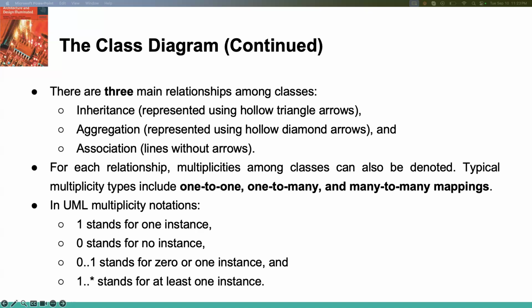In UML, multiplicities are denoted with specific symbols. 1 represents one instance, 0 represents zero, no instance, 0..1 represents 0 or one instance, and 1..* represents at least one instance.